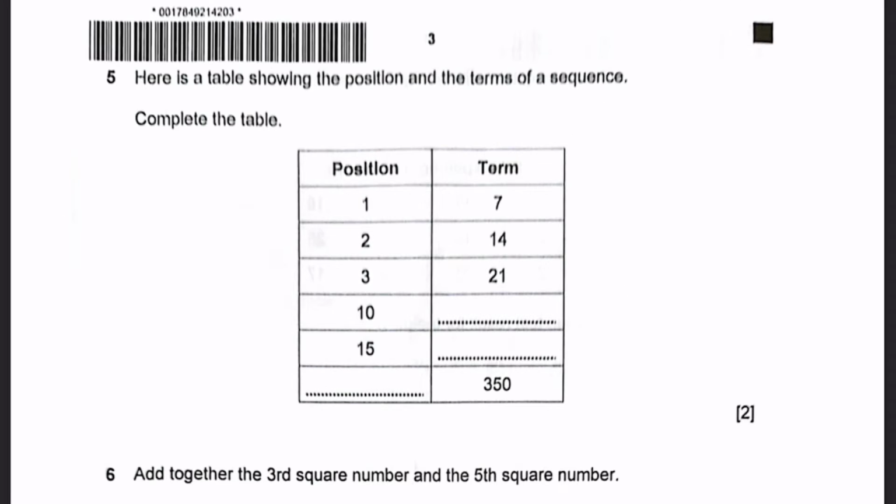Here's a table showing position and terms of a sequence. Complete the table. So you can see 1, 7, 2, 14, 3, 21. This is pretty much the 7 times table, right? 1 times 7 is 7. 2 times 7 is 14. 3 times 7 is 21. Now what's 10 times 7? 70, right? It's easy as that. 15 times 7? 105. And 350 is something times 7. So we divide by 7 to get 50.